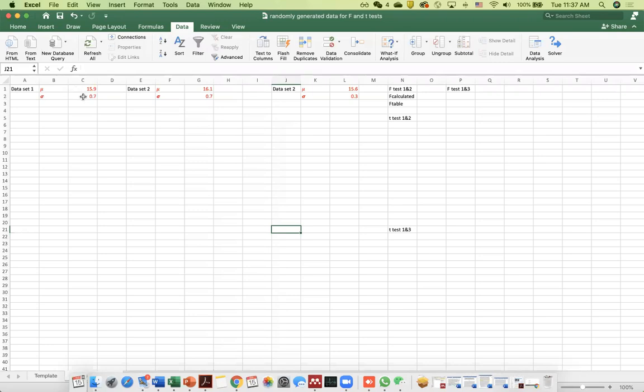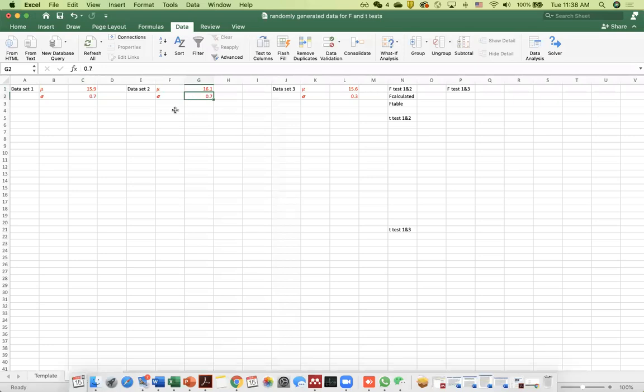Those data are extracted from a Gaussian distributed population with a population mean of 15.9 and a population standard deviation of 0.7. I'm going to do the same thing for data set 2 and data set 3. And you can see that when you compare data set 1 and data set 2, their population means are different, but their population standard deviations are the same.